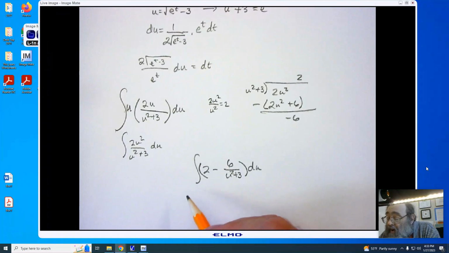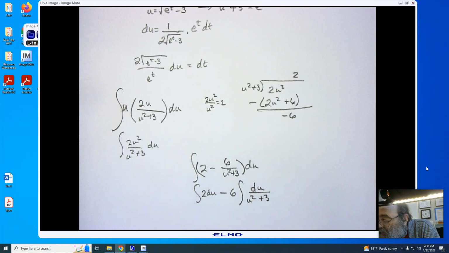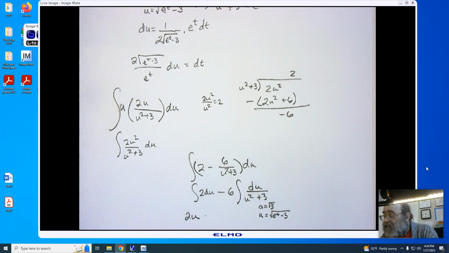This can now be rewritten as the integration of 2 du minus 6, the integration of du over u squared plus 3. This is giving me 2u. This is giving me the arc tangent. So my a value is root 3. My u value, when we back substitute, is the square root of e to the t minus 3.